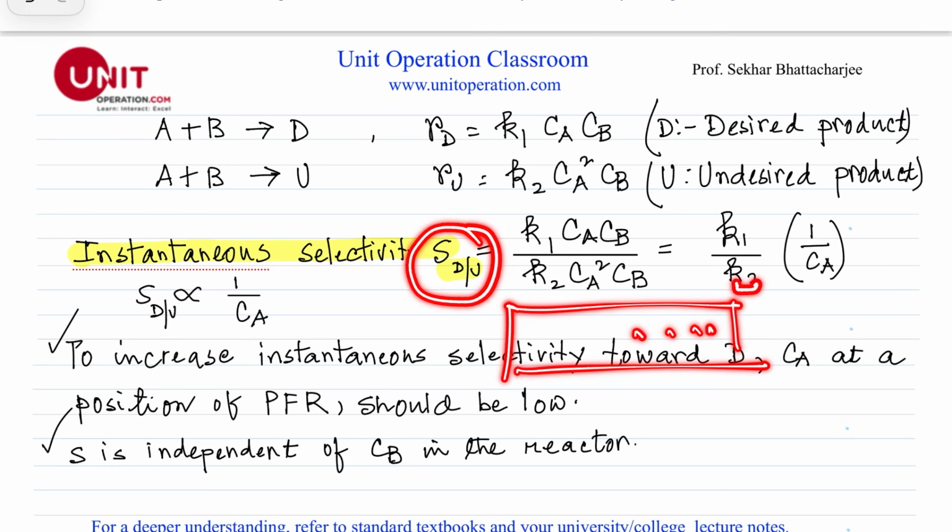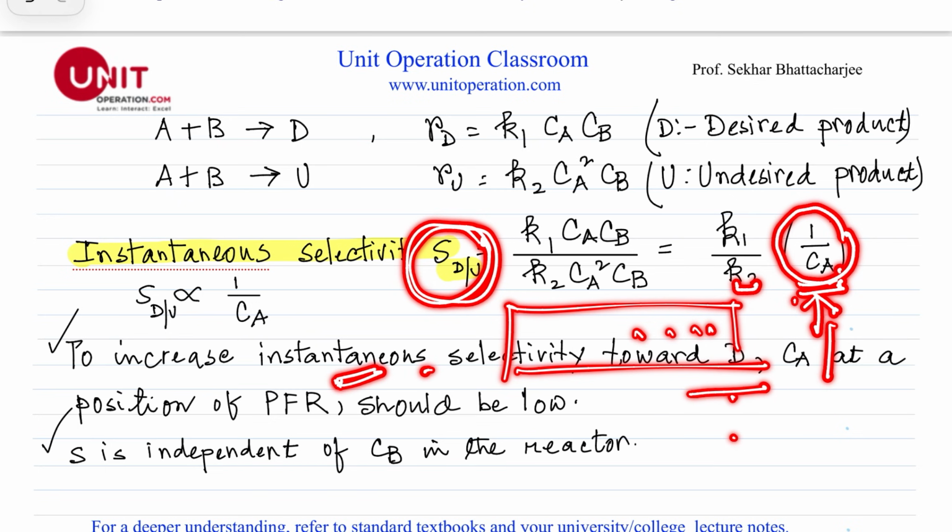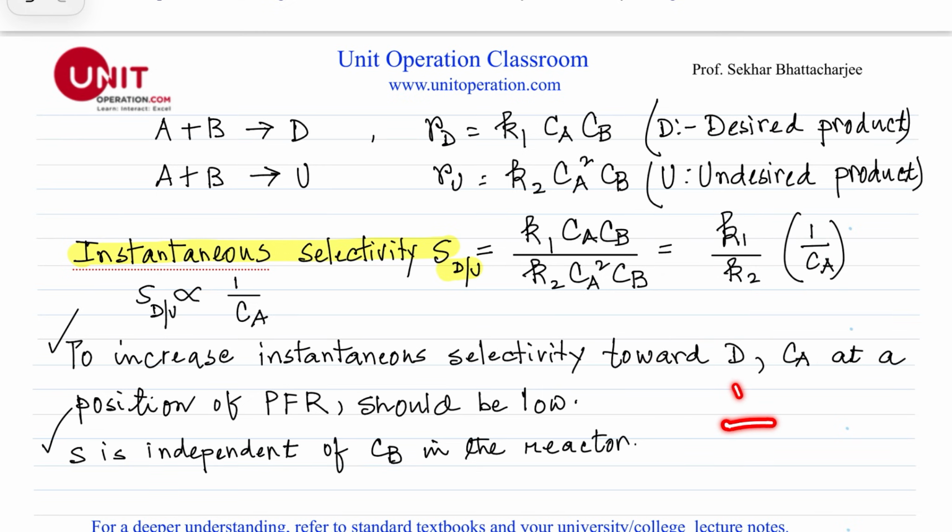At any point, the selectivity is inversely proportional to the concentration of A. So if we can keep the concentration of A as low as possible, then we can achieve the highest selectivity. That's the idea. So this reduces to finding which of those three configurations maintains the effective concentration of A as low as possible.